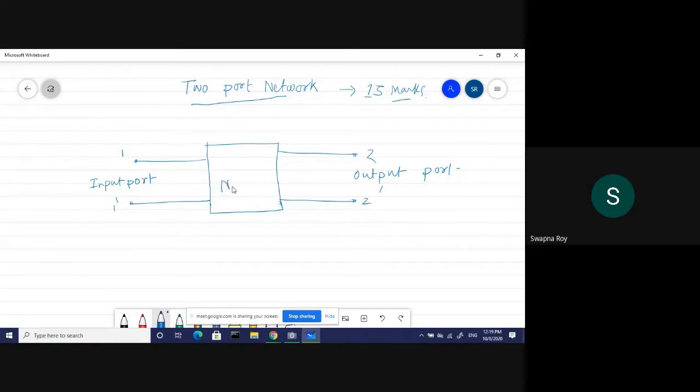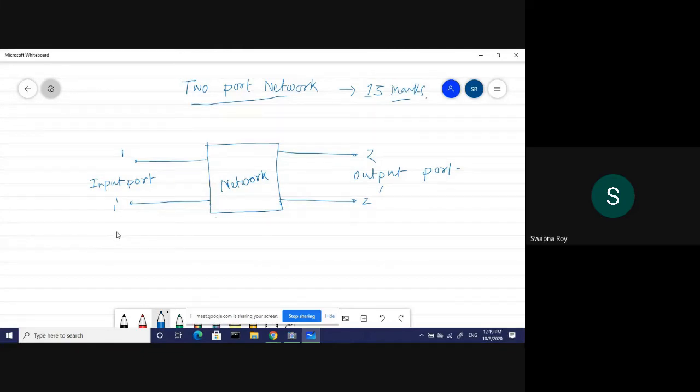Inside, this one is the network. Network is nothing but the interconnections of circuit elements. It may contain active elements or may not, but there are interconnections of circuit elements. So this one is the diagrammatic representation of a two-port network. So a two-port network is a 4-terminal network.